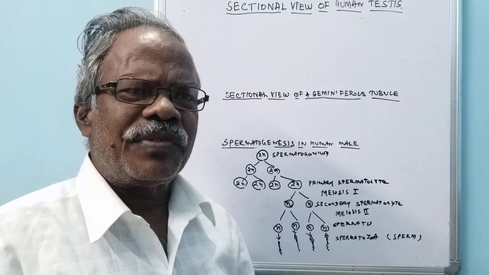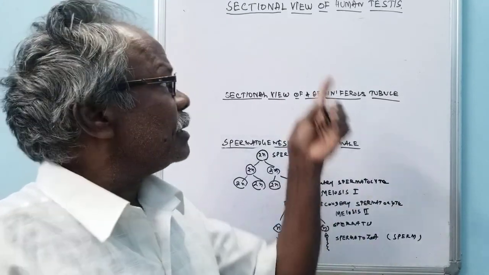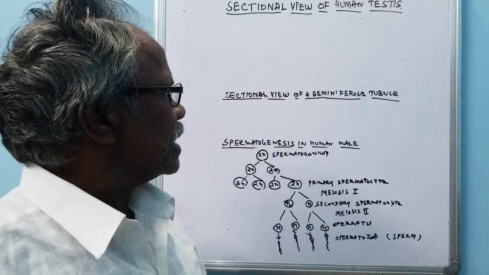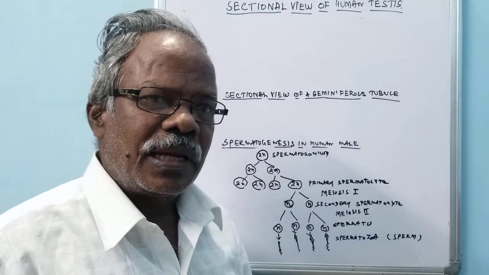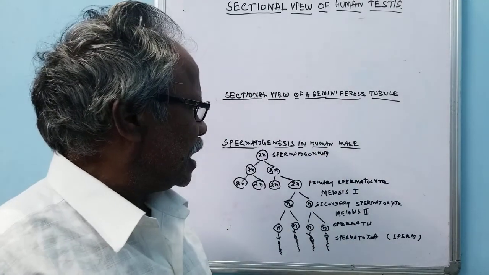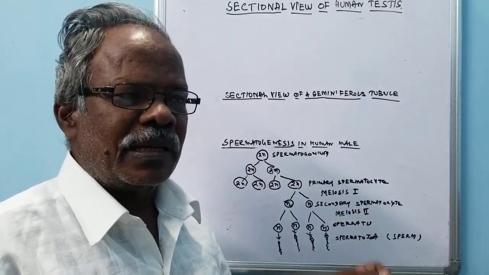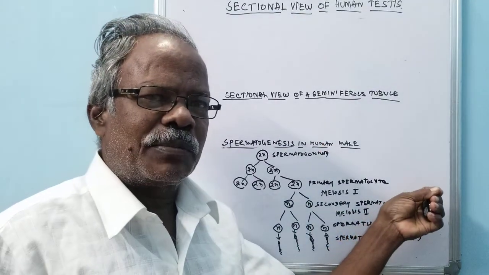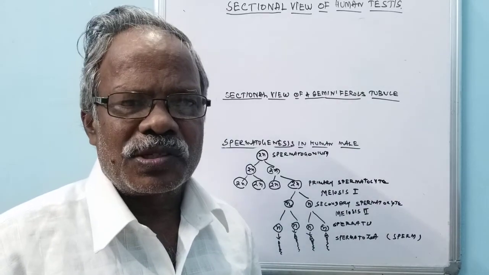Today in this video we are going to see the sectional view of human testis, then the sectional view of seminiferous tubule, and the spermatogenesis in human male. These three things, and apart from that we are going to see the structure of the sperm also.